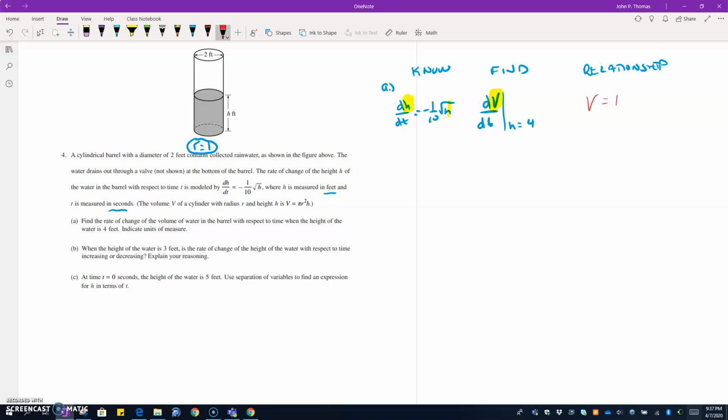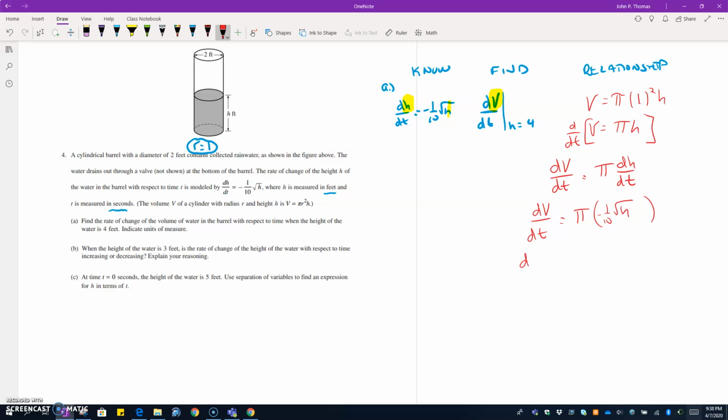So volume equals pi r squared h. Now, we know from the problem that r is consistently 1 here, so I'm going to simplify that to V equals pi h. Now I want to relate dV and dh, so I'm going to take the derivative of this with respect to t. So I have dV/dt equals pi dh/dt. But I'm going to substitute because I know dh/dt. So dV/dt equals pi times dh/dt, which is negative 1/10 root h.